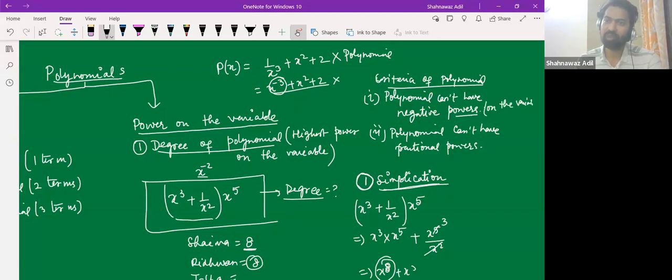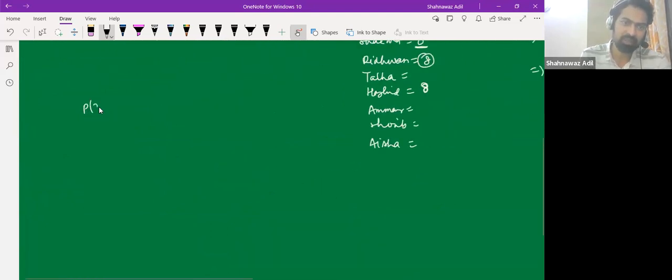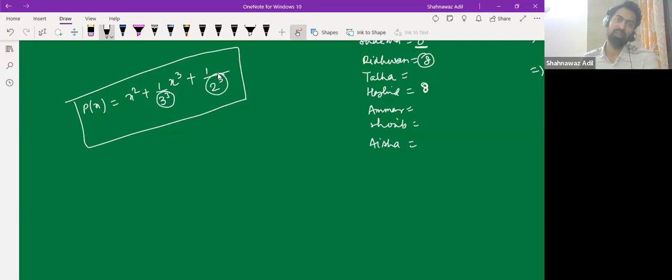On constant numbers, power can be anything. If I write a polynomial which is x square plus 1 by 3 cube, and x cube plus 1 by 2 cube, this is of course a polynomial, because the negative powers are on the constant numbers, not on the variable. The powers we always count on the variable, not on the numbers.